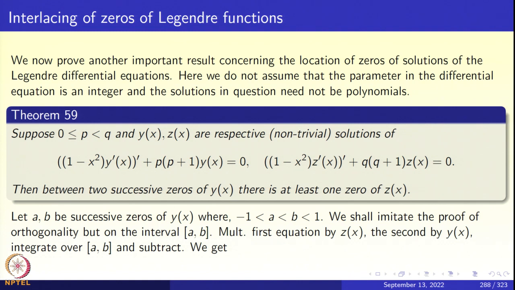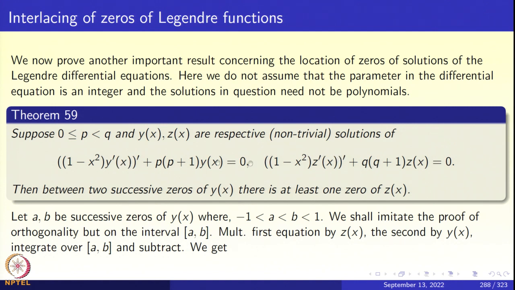When you integrate by parts, you're going to pick up boundary terms. When you integrate by parts, the derivative will shift from one term to the other term. What is that going to be? When you multiply the first equation by z(x) and integrate by parts, the derivative will shift from this piece to the z(x) piece. Over here, you are multiplying the differential equation by y, and when you integrate by parts, the derivative will shift from here to the y.